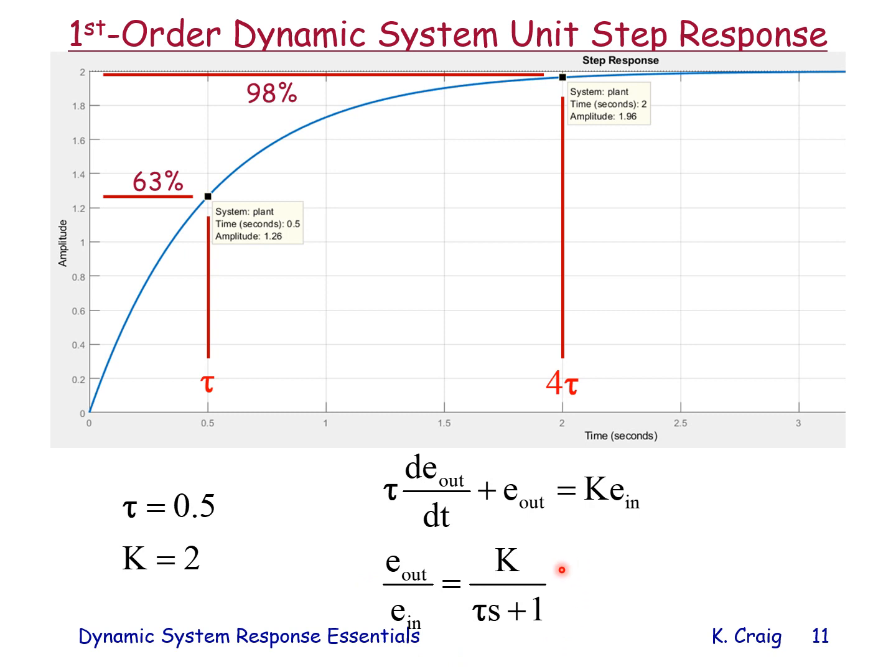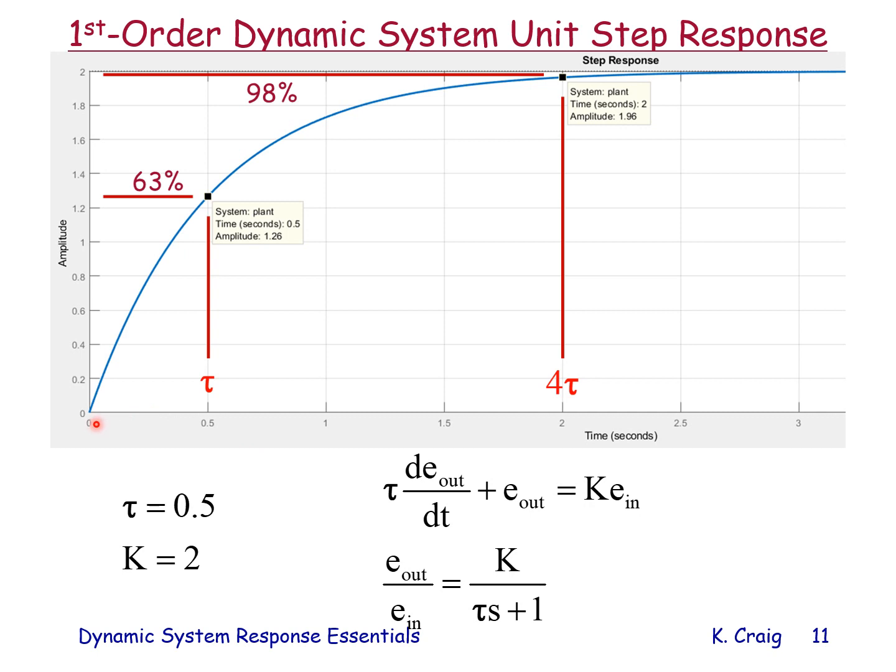The transfer function is E out over E in equals K over tau S plus 1. S is the same as the differential operator. It's the Laplace variable. We use S in MATLAB. We use D at other times, but from an application point of view, they are equivalent.